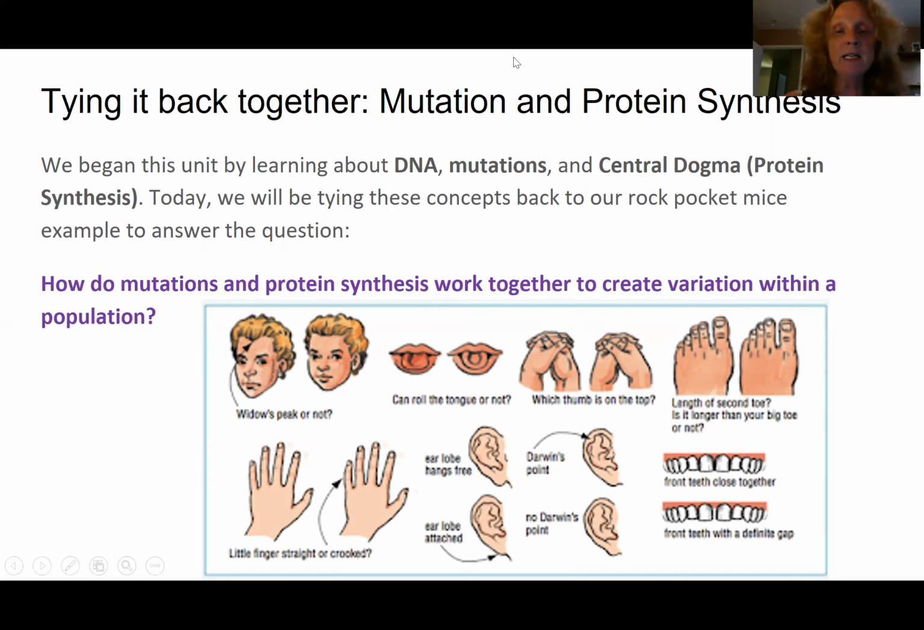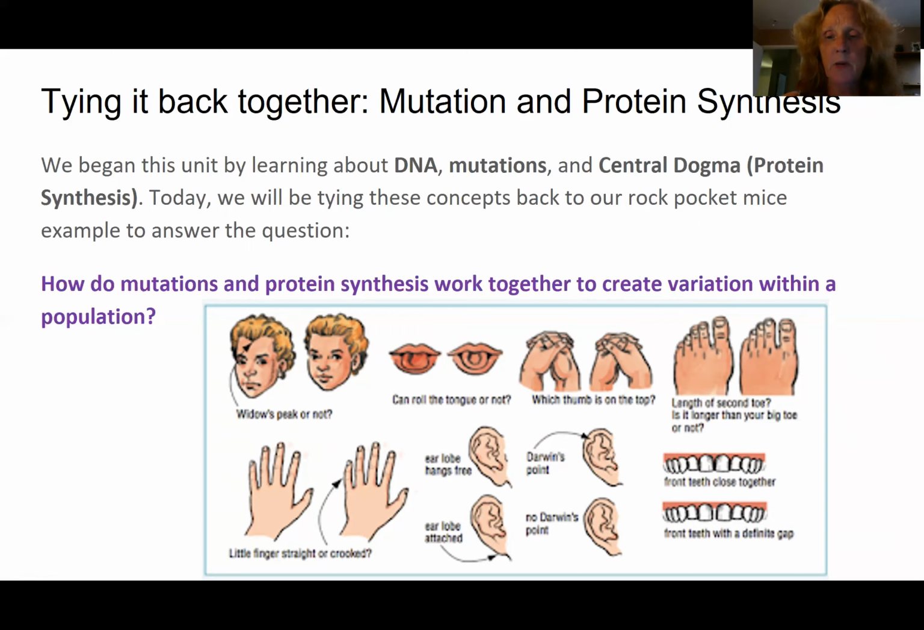And so we've already talked about how you can have different traits, okay? So we can see how the variation can be. This is called a widow's peak here. Okay, this person is not able to roll their tongue, but this person can roll their tongue, okay? Which thumb is on top? That's really interesting.